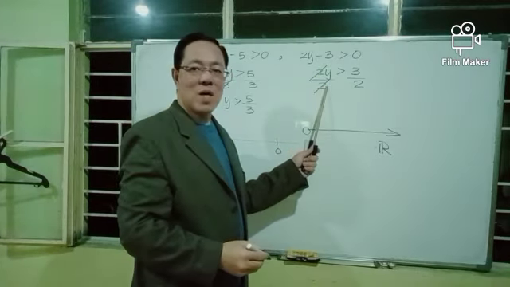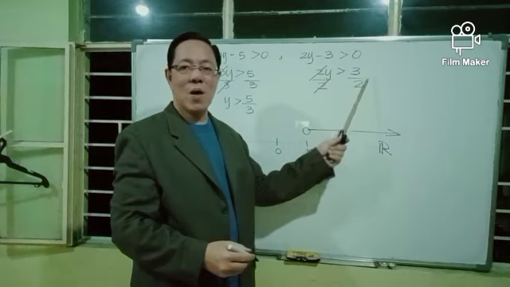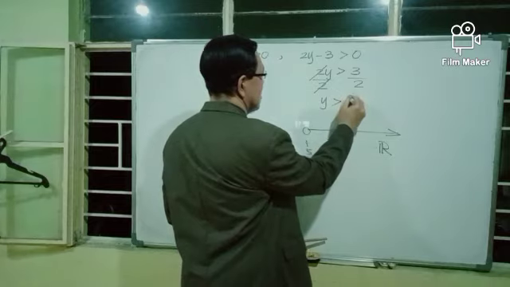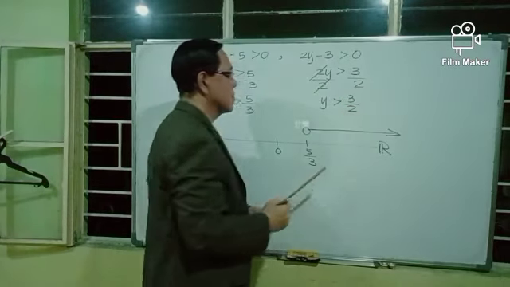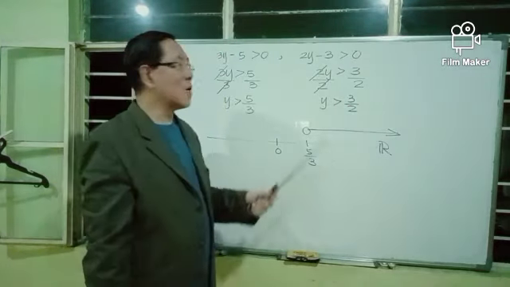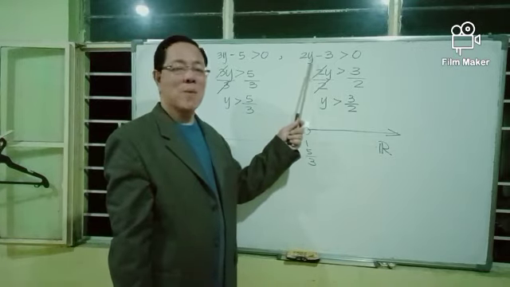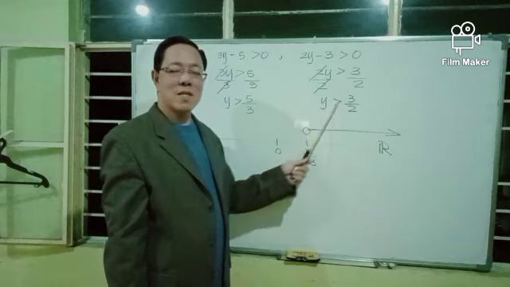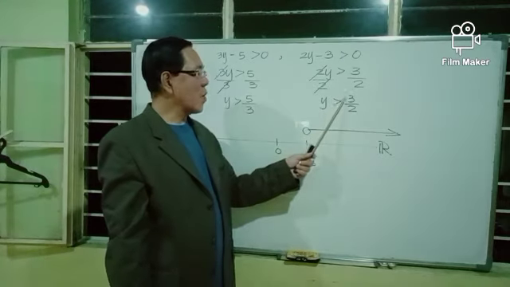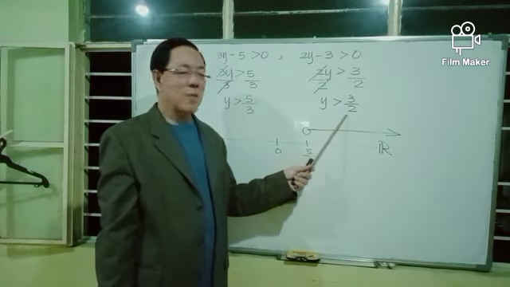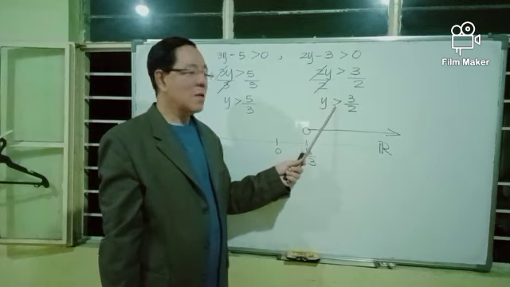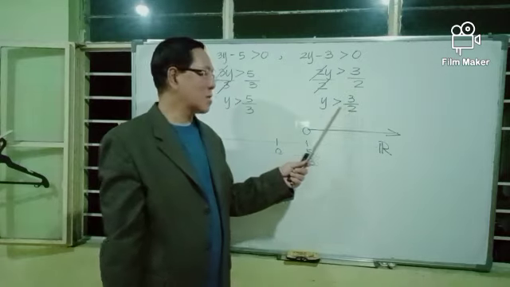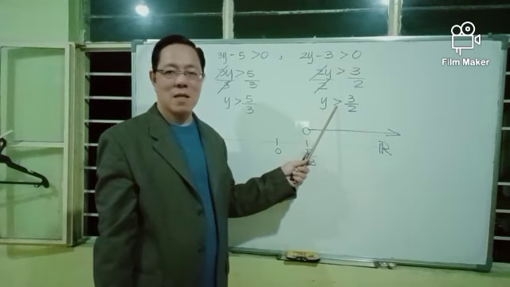On the left hand side, we have y now greater than 3 over 2. Thus, the solutions of the linear inequality 2y minus 3 greater than 0 are the real numbers that are greater than 3 over 2. And 3 over 2 is not one of the solutions because there is no equal sign here. Y equals 3 over 2 is not a solution because there is no equality sign here.